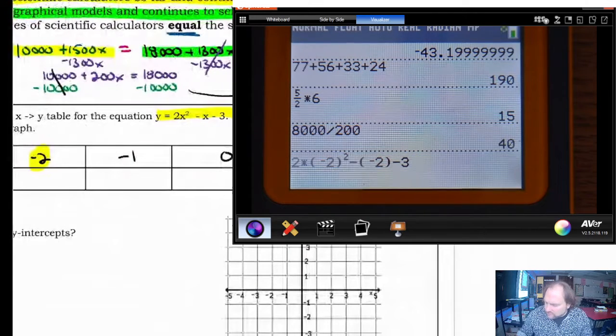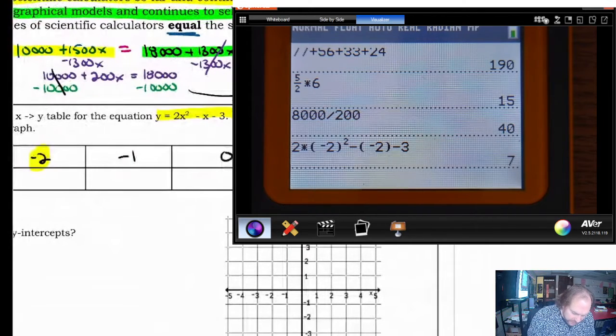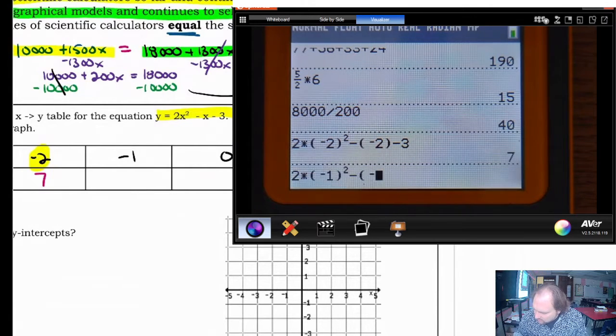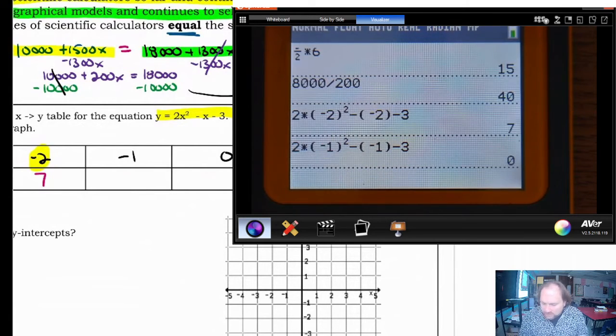Now if I push enter, this is going to tell us 7, and I would write down 7 there. And that's all well and good, but this process can take a long time. I mean, it's not too terrible: 2 times -1 squared minus -1 minus 3. You do have to make sure to plug those numbers in correctly to the calculator, so that could be kind of a pain.